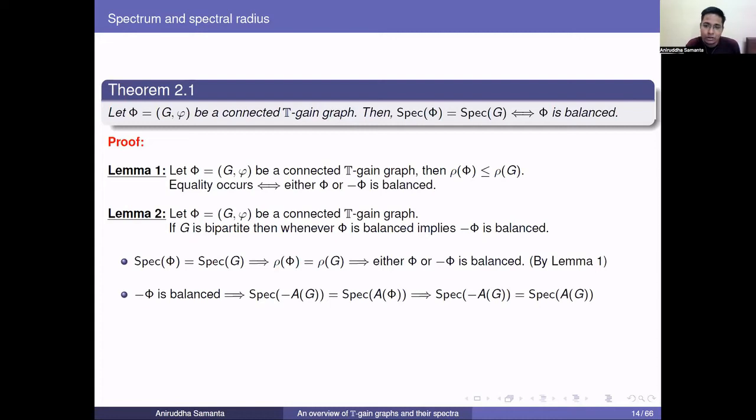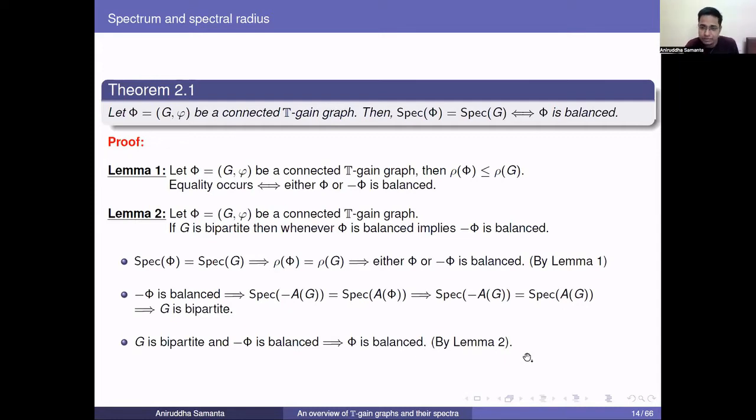Therefore, we know our structure is bipartite. So now our structure is bipartite and minus phi is balanced. Therefore, from lemma 2, it implies minus of minus phi is balanced. So phi is balanced. Therefore, this is the result.